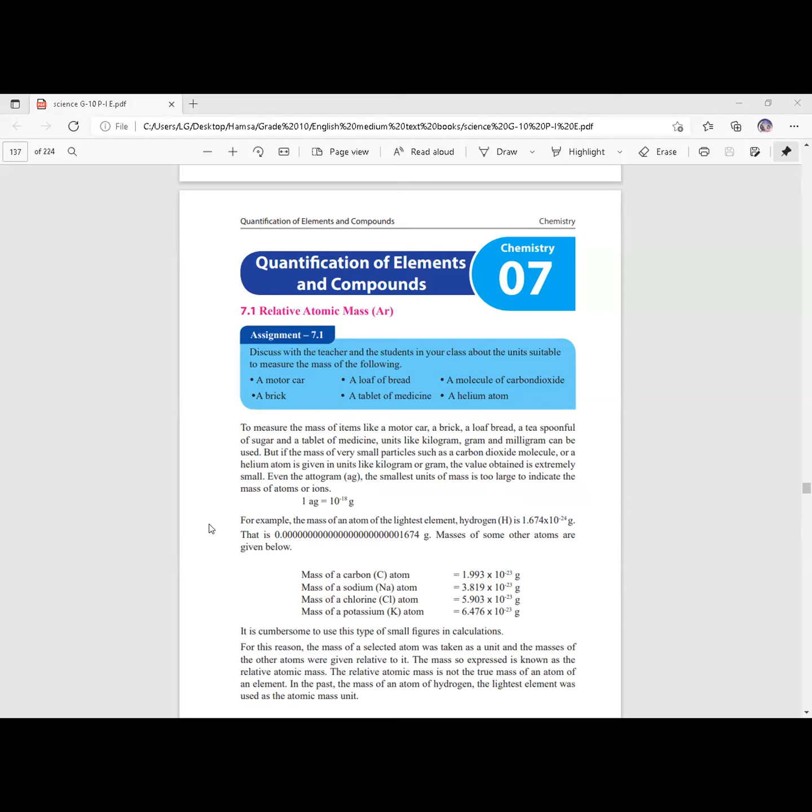So today we are going to start with quantification of elements and compounds. This is chapter 7 coming under chemistry, right? Quantification, qualification. What do you understand by these two words, children? Qualification and quantification.